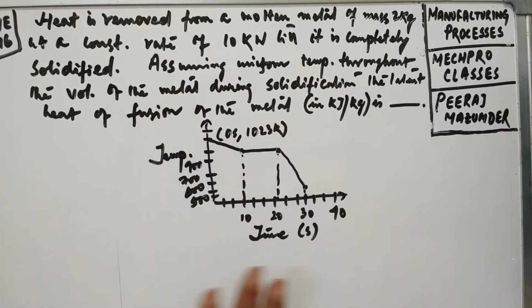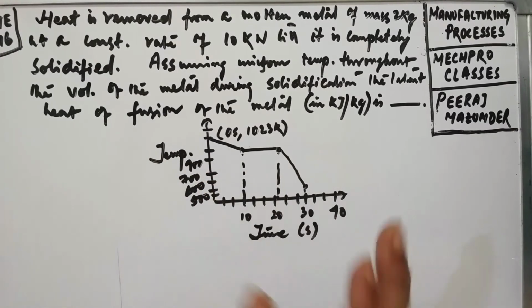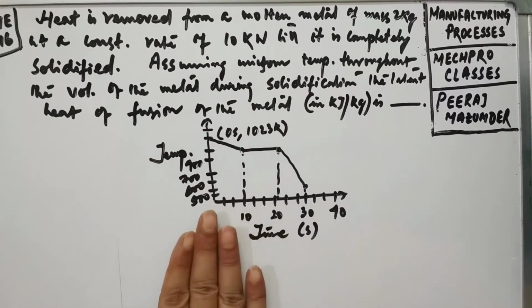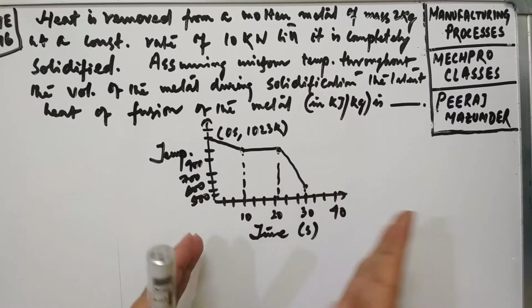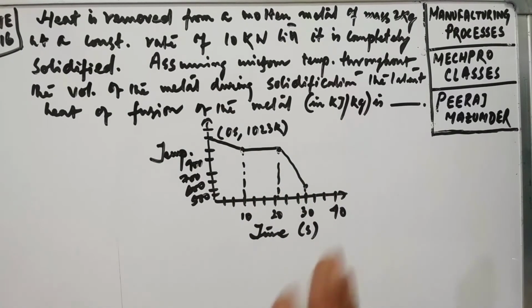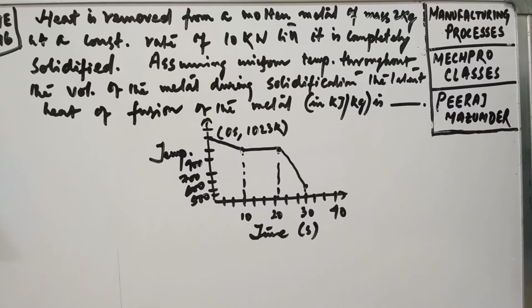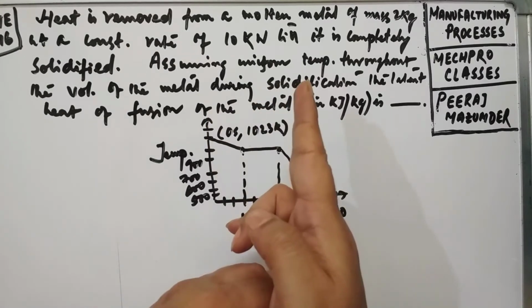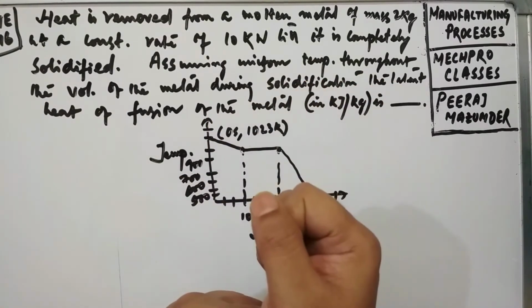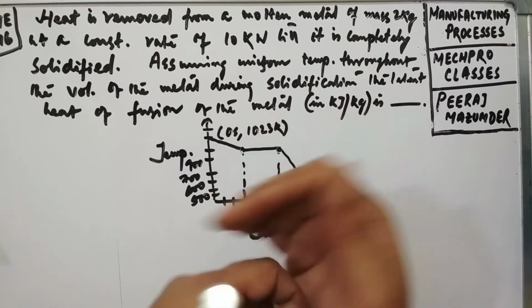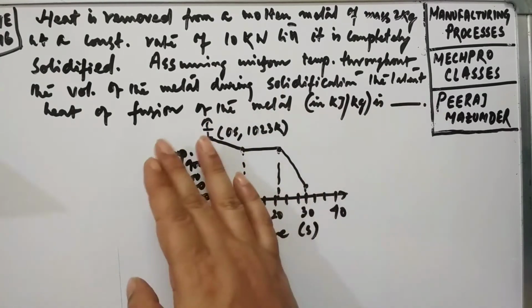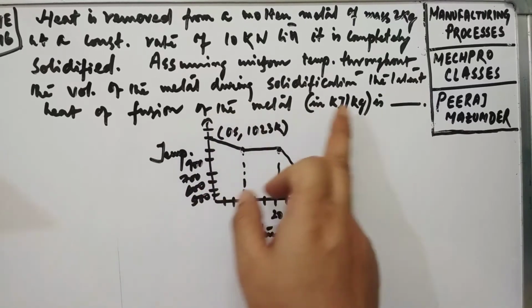The next problem is from the GATE 2016 paper. It is from the solidification curve. As you can already see, the solidification curve is given over here. Now look, the problem says, as the heat is removed from a molten metal of mass 2 kg at a constant rate of 10 kilowatt till it is completely solidified, assuming uniform temperature throughout the volume of the metal during solidification, the latent heat of fusion of the metal is what?